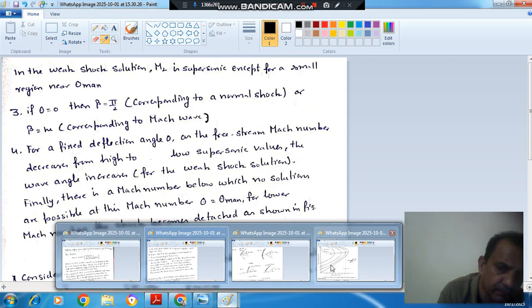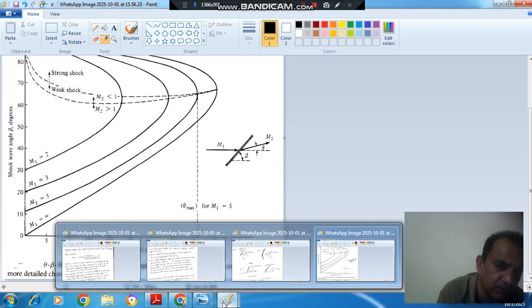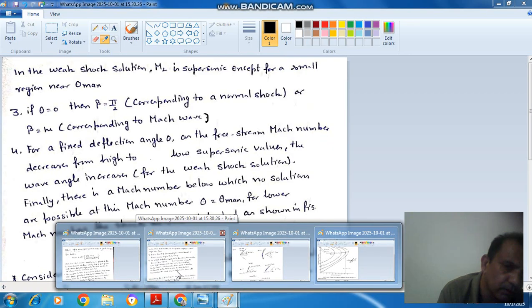So here we have taken 25, so there is a solution for M equal to infinity, M equal to 5, M equal to 3, but there is no solution for M equal to 2, because here theta is greater than theta max. For lower Mach numbers there can be no solution, if we start from a higher Mach number and go to a lower one.